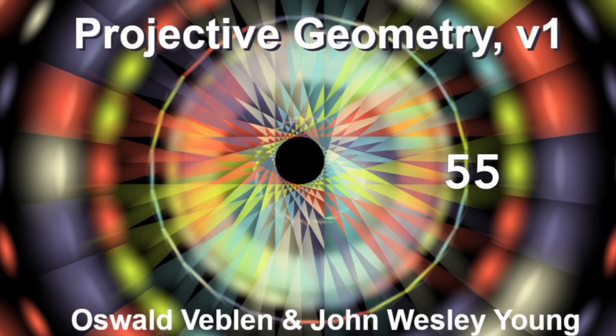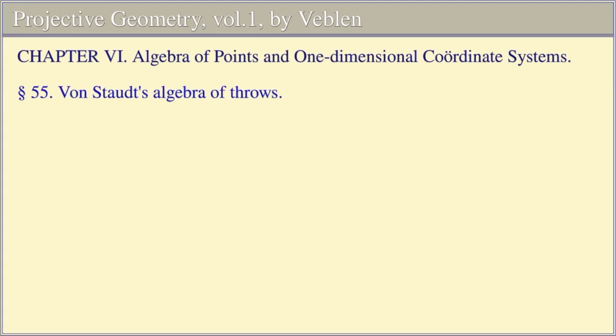Projective Geometry, Volume 1, by Oswald Veblen and John Wesley Young. Chapter 6, Algebra of Points and One-Dimensional Coordinate Systems. Section 55, von Staudt's Algebra of Throws.